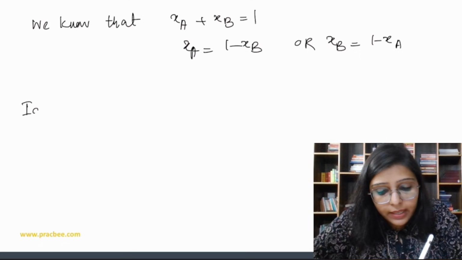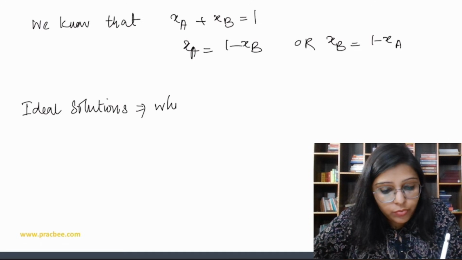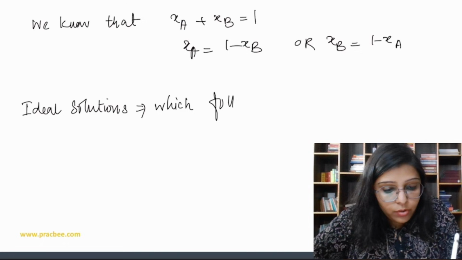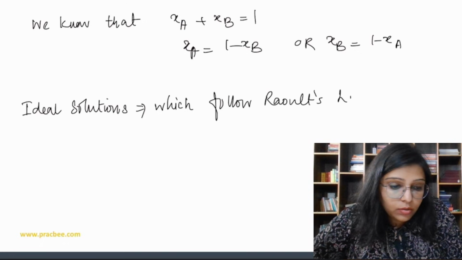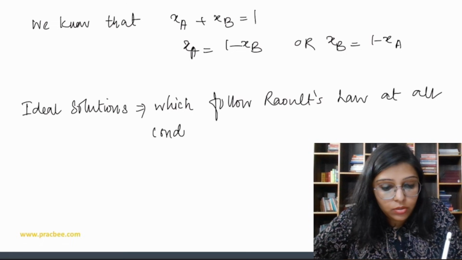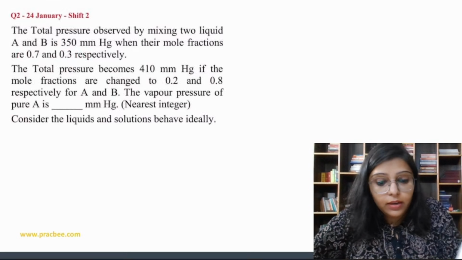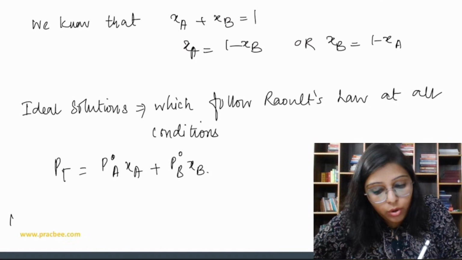So we have ideal solutions, which follow Raoult's law at all conditions, right? And what is Raoult's law? PT is equal to P naught A XA plus P naught B XB, right? Okay. Then we have non-ideal solution.